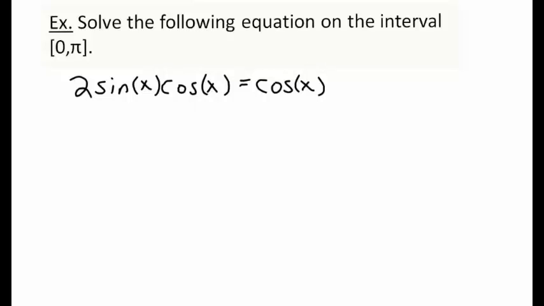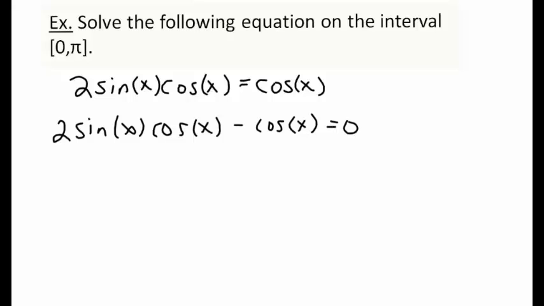What you don't want to do is divide by cosine of x. We don't want to divide by cosine of x because there are certain values of x that make cosine of x equal to 0. So in some of those instances, we're going to actually be dividing by the number 0. What ends up happening is we end up losing some of our solutions if we do end up dividing by cosine of x. So instead, we're going to subtract cosine of x from both sides, and then we're going to factor out that common factor of cosine of x, and we're going to be left with 2 sine of x minus 1.